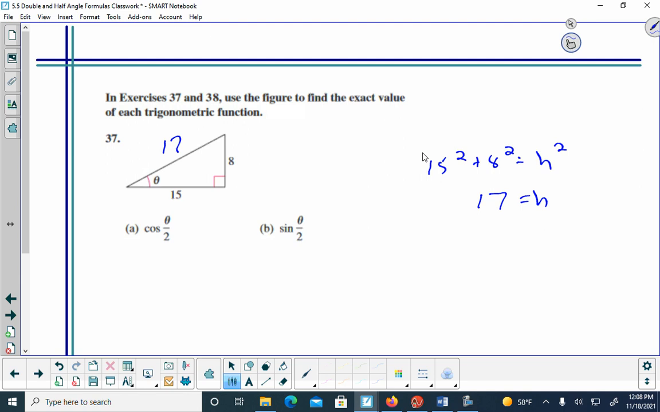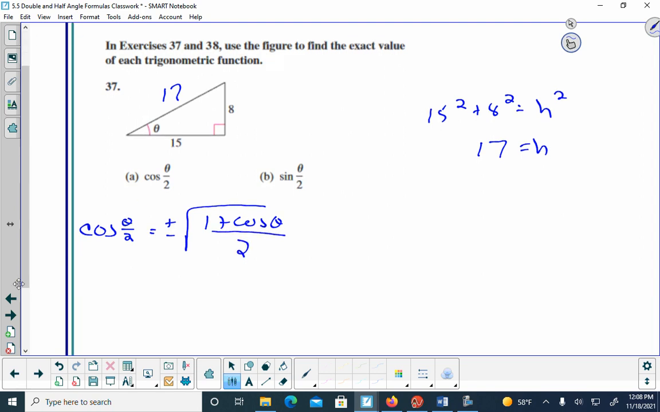So the cosine half angle formula is cosine of theta over 2 equals plus or minus the square root of 1 plus the cosine of theta, all over 2. So I'm going to do plus or minus the square root of 1 plus the cosine, in this case 15/17. Is everyone good with that? All over 2. Now, your calculator is not going to help you because you'll get a decimal and you're not allowed to give me a decimal.